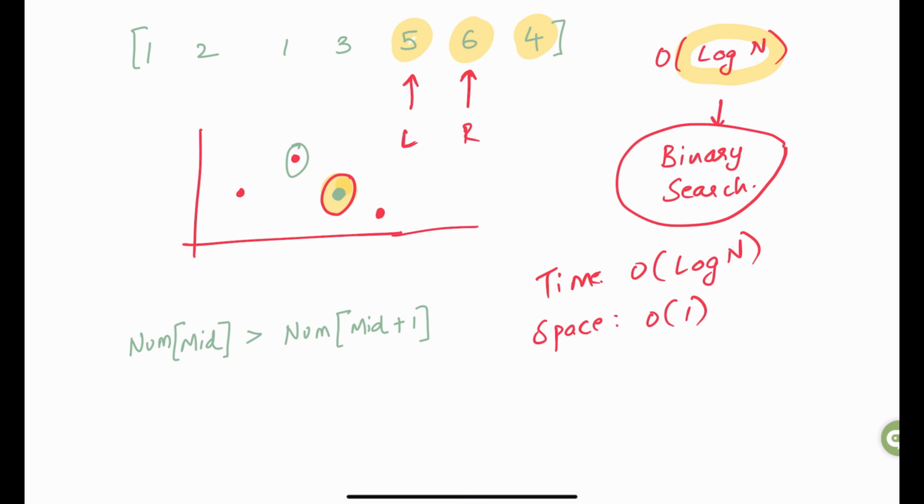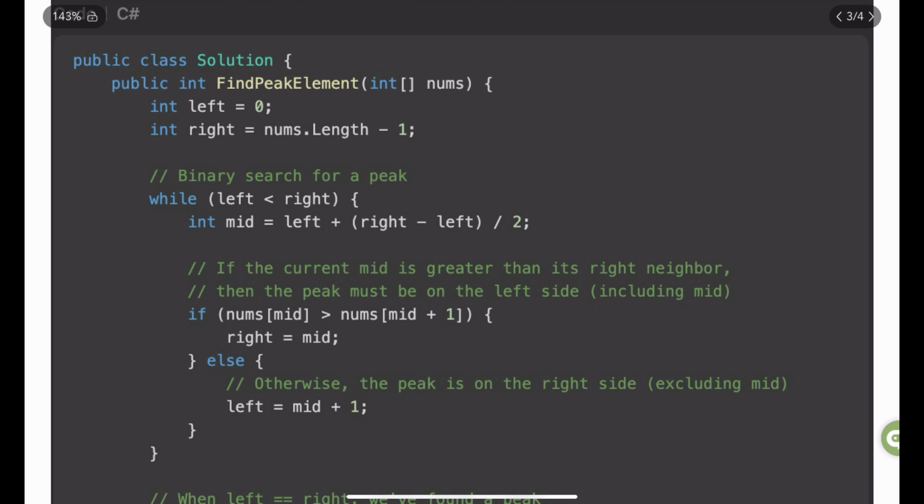I hope you were able to understand the explanation. Let me show you how we can implement this using C#. Here is my C# solution. I start by initializing my left and the right pointer to point at 0 and the last element. I then start a while loop until left is less than right, and then calculate the mid of the array.